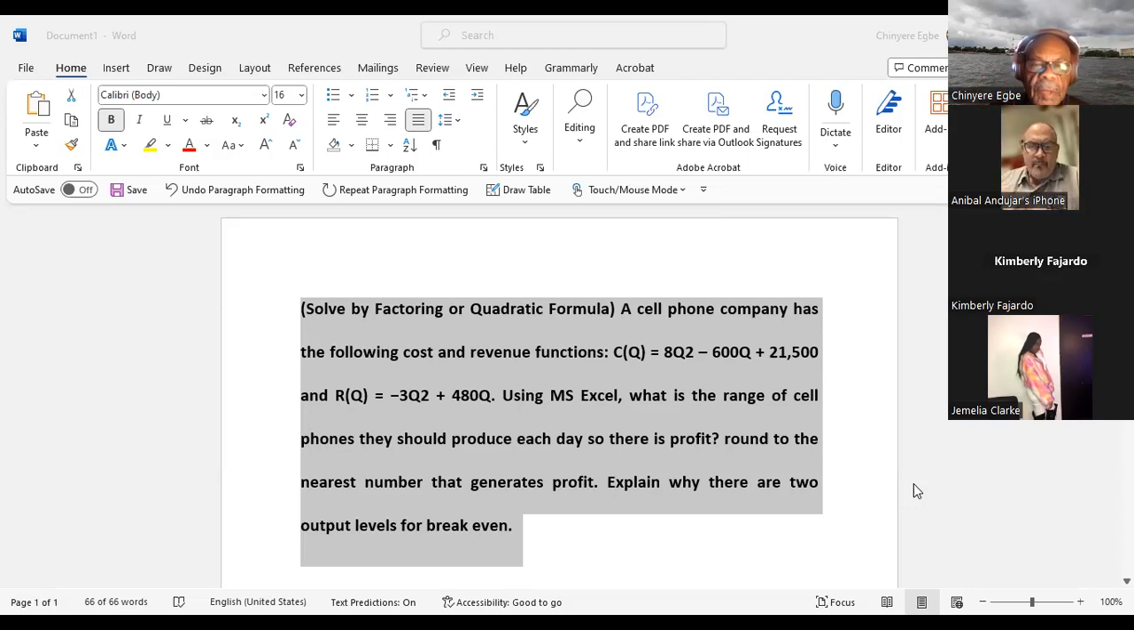And I said, in this particular problem, using Excel, what is the range of cell phones they should produce each day so there is profit? And I can see where I say using Excel. So I'm going to put up an Excel solution so that you can see what we mean. Nevertheless, I'm going to solve it with the quadratic equation.